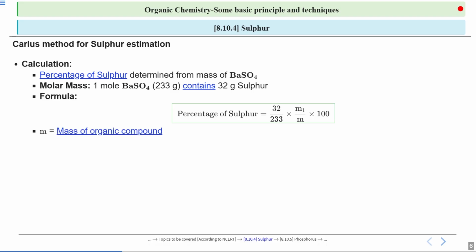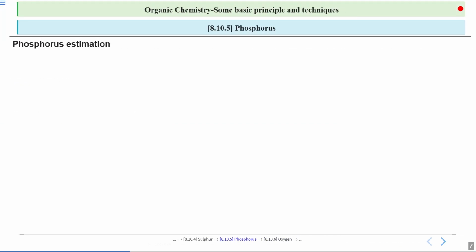What is M? M is defined here as the mass of the organic compound which you have taken. This is the starting material whose sulfur content we are trying to determine. Then we have M1, which is defined as the mass of BaSO4 formed. This is the product of the reaction that we measured to find out how much sulfur was in the original compound. Next, we move on to the phosphorus estimation in organic compounds.